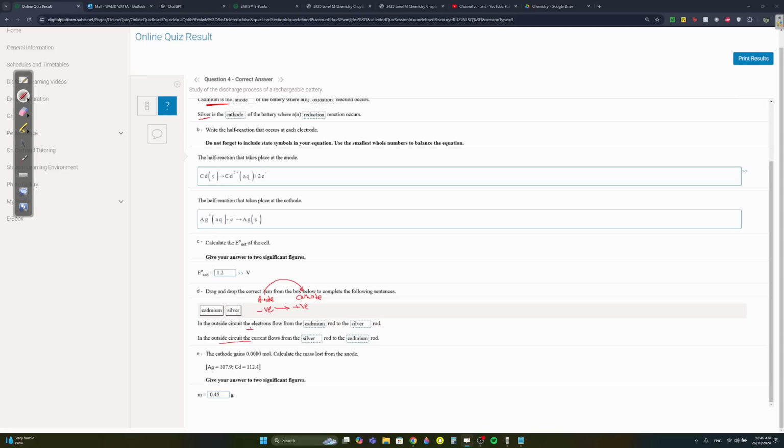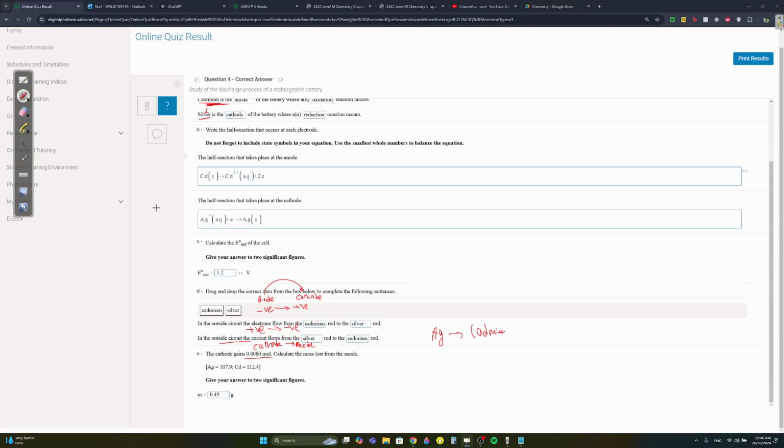How about current? Current flows from positive to negative. So which one's positive? Cathode. So, cathode to anode. Which one's my cathode? The positive one. The cathode is the one that prefers reduction, and we said that was the silver, Ag. Which one's the anode? The one that prefers oxidization, and that was cadmium. So we'll go from silver to cadmium.